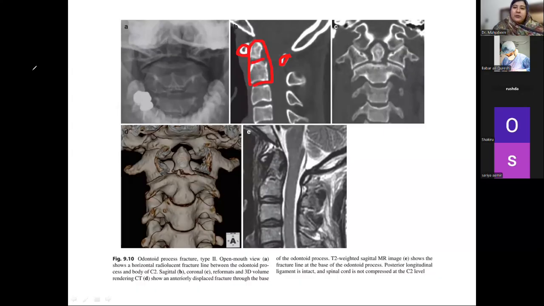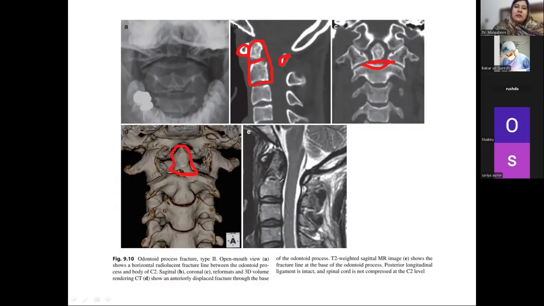So how are we going to decide it? We are going to see the coronal cut. Now here you can see that this is involving the neck of the odontoid. So this is a type 2 fracture. If it would have been here at the base or at the body of the axis, then it would have been the type 3 fracture. Again, this is a 3D constructed view, and this again shows the neck of the odontoid fracture. This is a type 2 fracture.